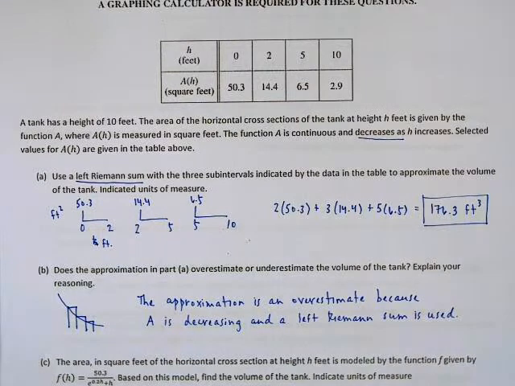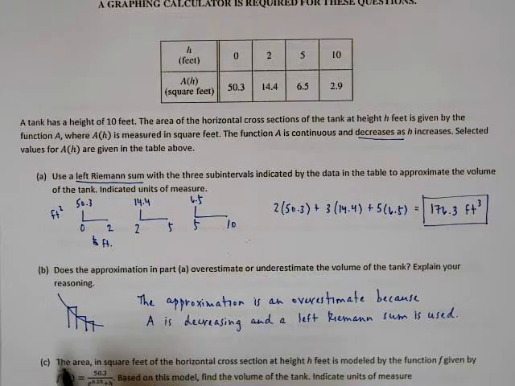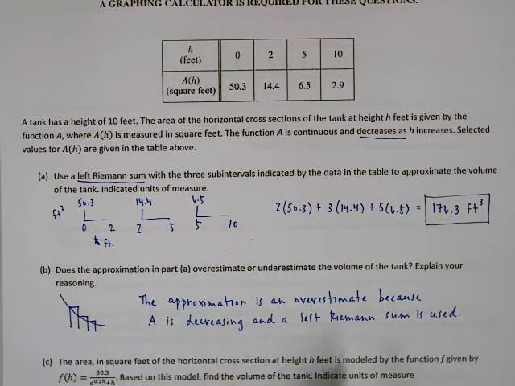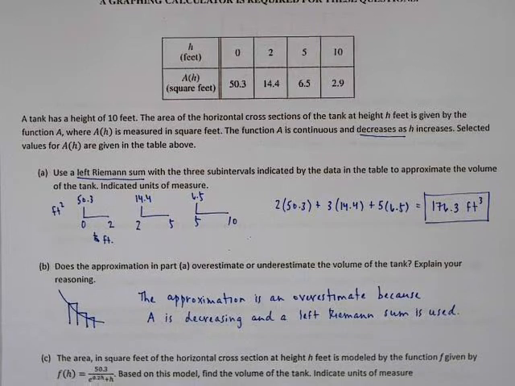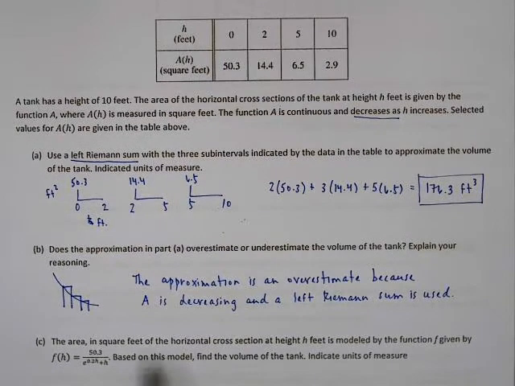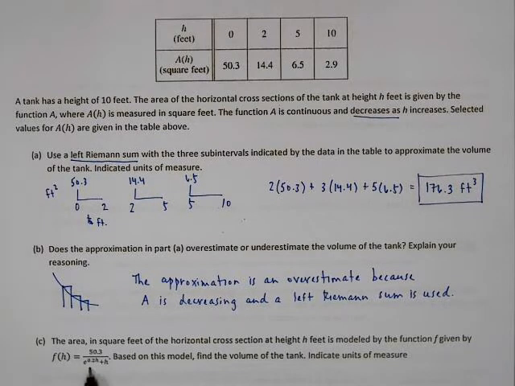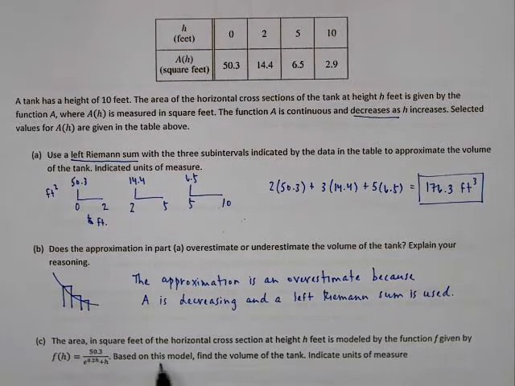And again, this is not something that I try to memorize. I always just go to a sketch so I can quickly determine whether that's an over or underestimate. Alright, so now part C says the area in square feet of the horizontal cross section at height h feet is modeled by this function. So that's giving me the area of each cross section. And they're asking us to find the volume of the tank.